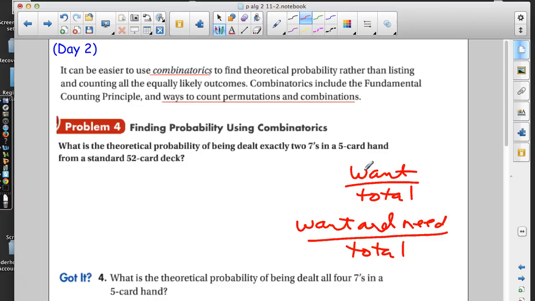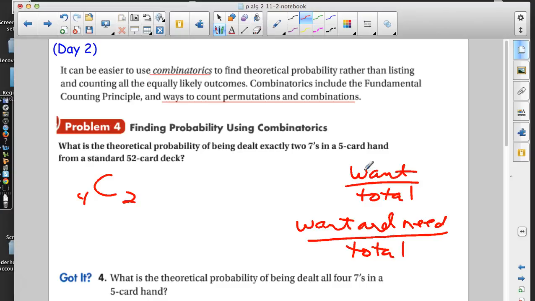What you want is to get 2 sevens. That's what we want. What do you need? You need 5 cards in your hand. So if we look at this and say, I don't care when I get the sevens, it doesn't matter to me which numbers come first, I just want to get the sevens in my hand, I have to think, well, how many sevens are there in the deck? There's 4 sevens. And I want to get 2 of them. So that's going to be 4 choose 2.